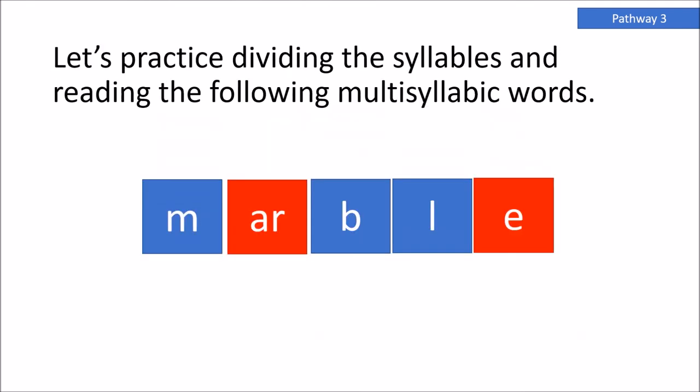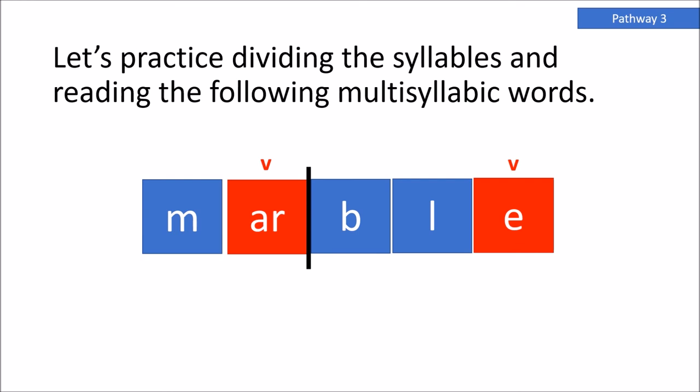Take a look at our last word. We'll start by marking the vowel spots. You should notice that the first vowel spot contains an R-controlled vowel. Remember, we learned that when a vowel is followed by an R, it controls the sound that the vowel makes. You should also notice the consonant LE pattern at the end of this word. We learned today that when we have that consonant LE pattern at the end of a word, we need to keep it together. So when dividing this word into syllables, we would draw a line between the R-controlled AR and the consonant B.